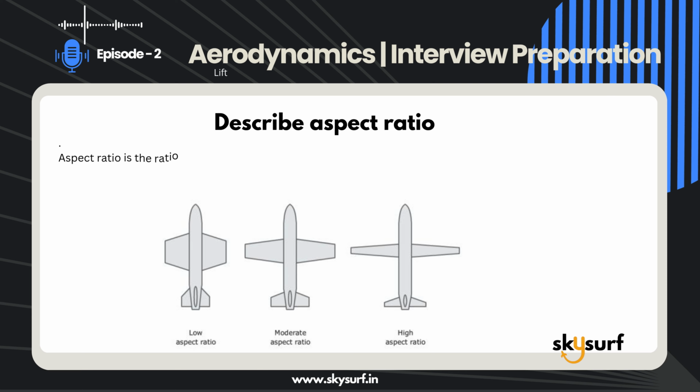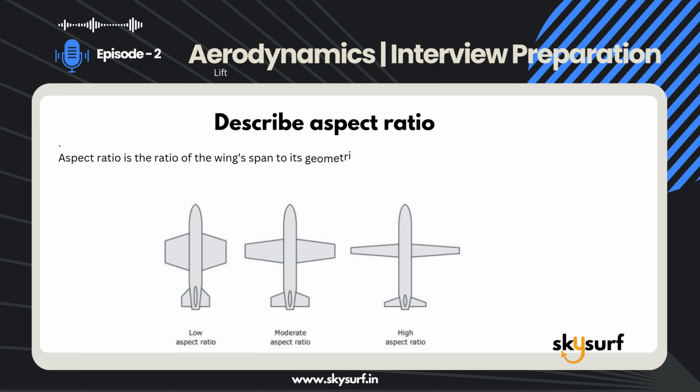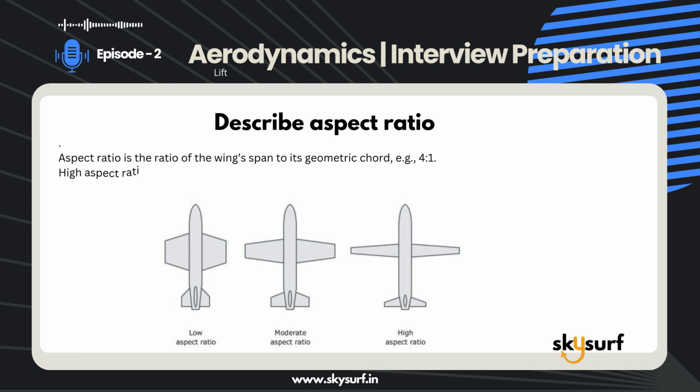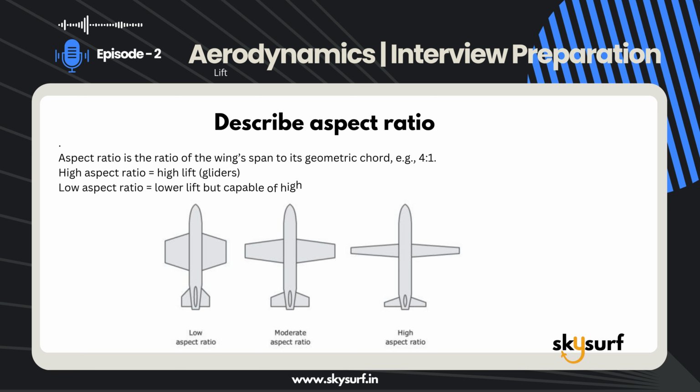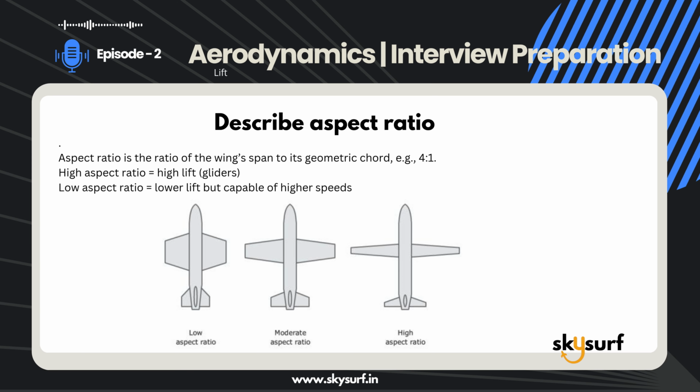Describe aspect ratio. Aspect ratio is the ratio of the wing span to its geometric chord. Example, 4 to 1. High aspect ratio equals high lift, gliders. Low aspect ratio equals lower lift but capable of higher speeds.